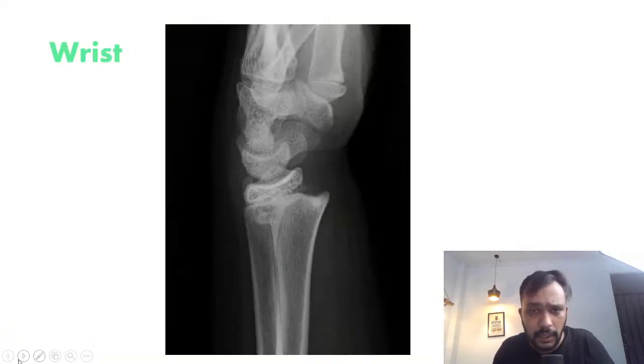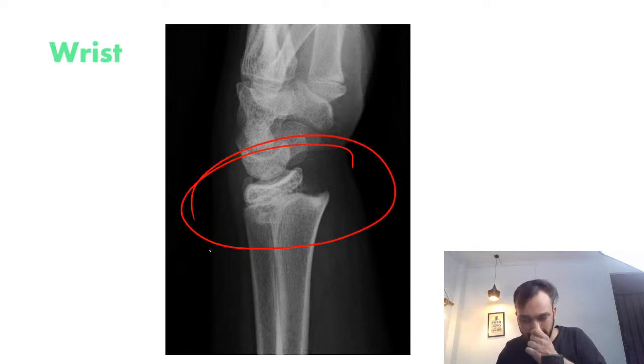So now guys, moving on to the fractures of the wrist. What do we see here in this image? Anyone, what are your observations for this x-ray?